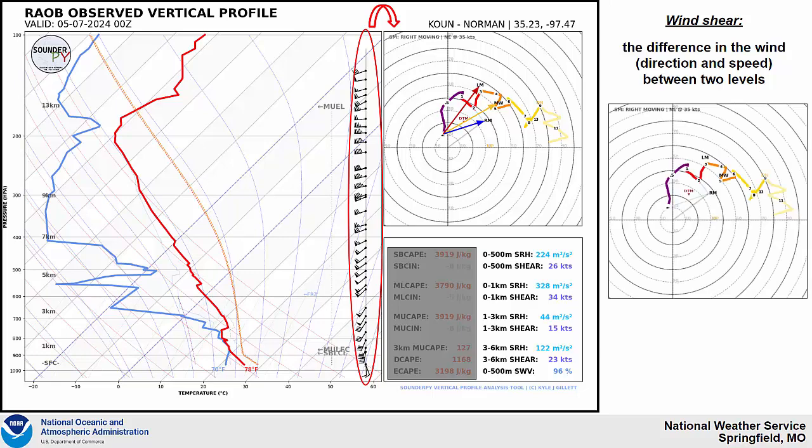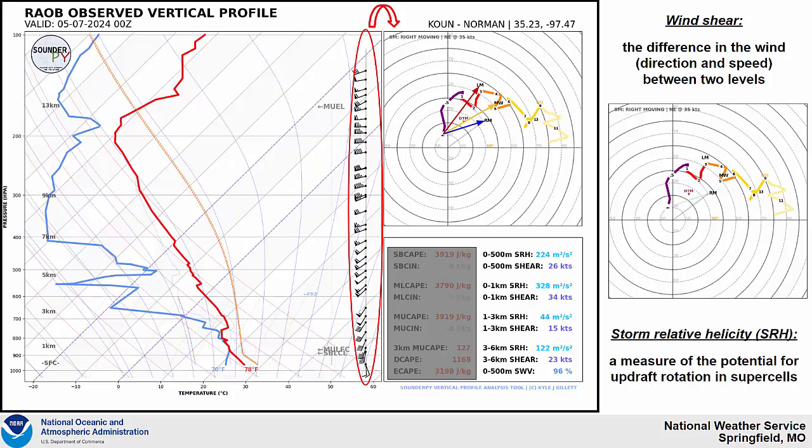One of the most useful applications of estimated storm motion is using it to determine storm relative helicity, or SRH. SRH is a measure of the potential for supercell updrafts to rotate. Similar to shear, it is calculated over a layer. To calculate 0 to 1 kilometer SRH for a theoretical right-moving supercell, the storm motion vector and a vector from the storm motion point to the top of the layer of interest are used. The value of SRH is calculated using the area traced out between these two vectors and the hodograph. Here, 0 to 1 kilometer SRH has been calculated and printed at the bottom.